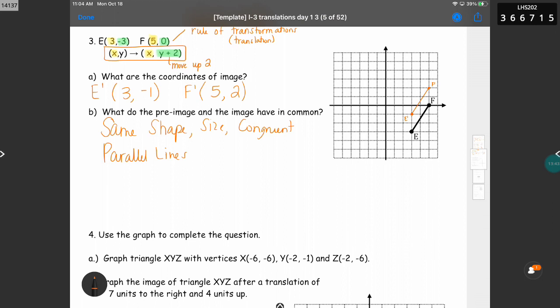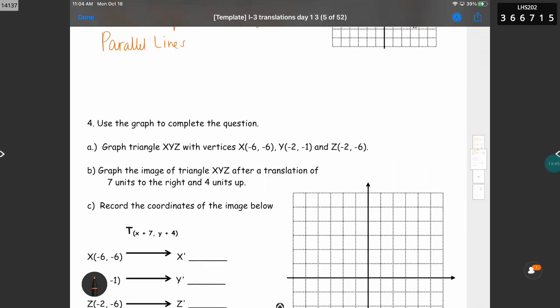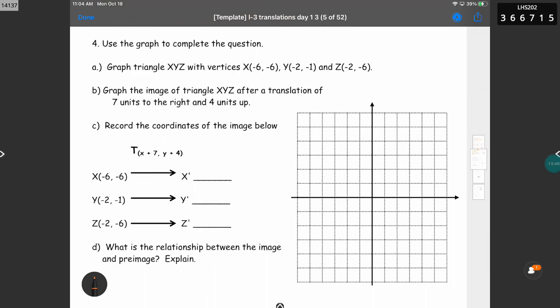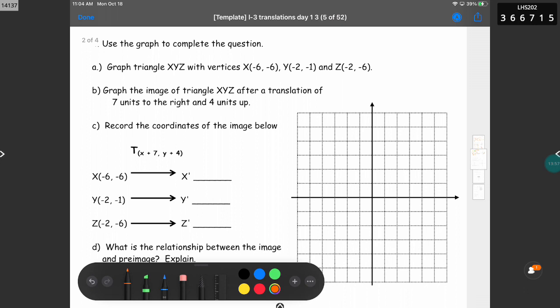All right, let's look at number 4. Use the graph to complete the question. Graph triangle XYZ with vertices X(-6, -6), Y(-2, -1), and Z(-2, -6). I want you to go ahead and try this one by yourself. So the first thing you have to do is graph the triangle. I would use 2 different colors: one color for triangle XYZ, and then when you go to do your translation, I would use a different color.